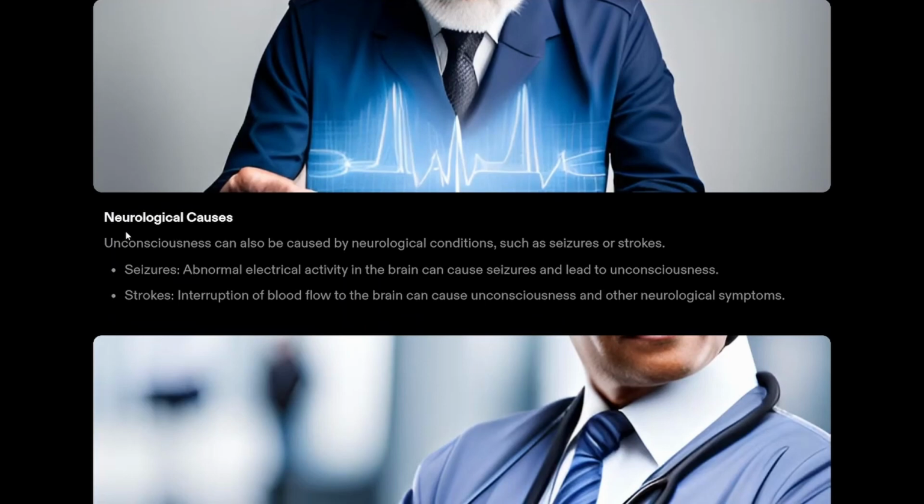Next, we will see about the neurological causes. Unconsciousness can be caused by neurological conditions such as seizures or stroke. In case of a seizure attack, there will be abnormal electrical activity in the brain. Whereas in stroke, there will be an interruption in the blood supply to the brain. If the blood supply to the brain is not passed through, it leads to unconsciousness.